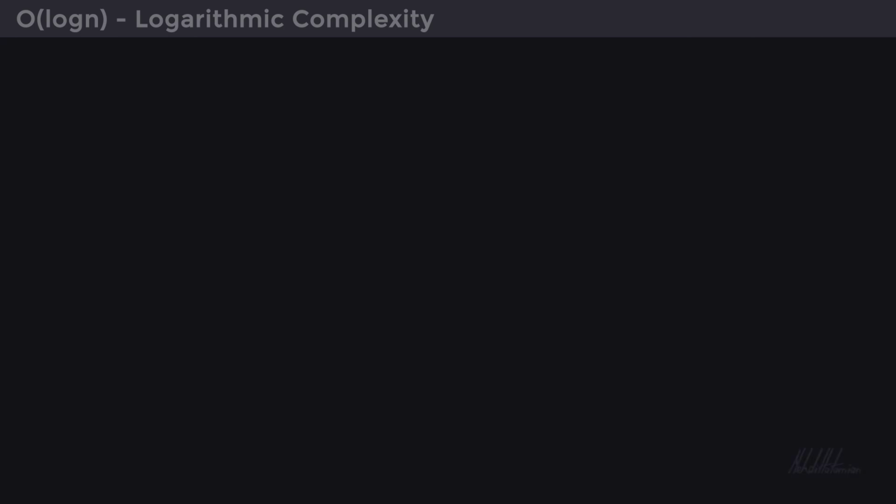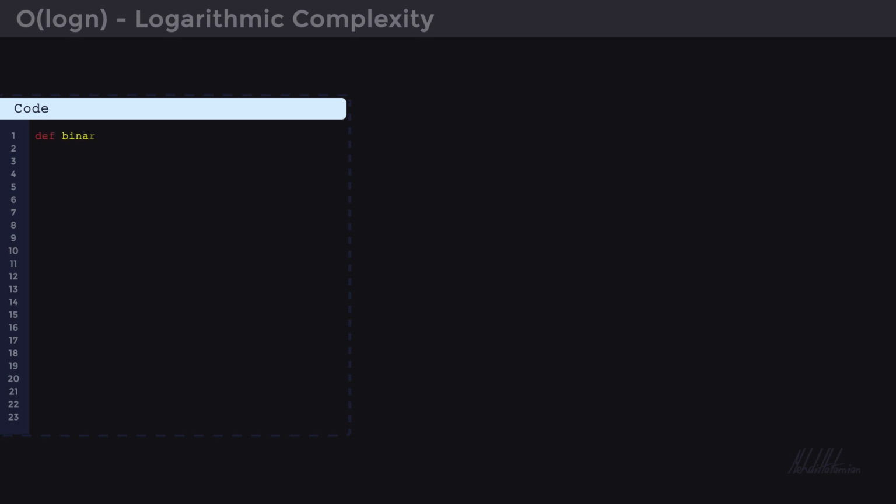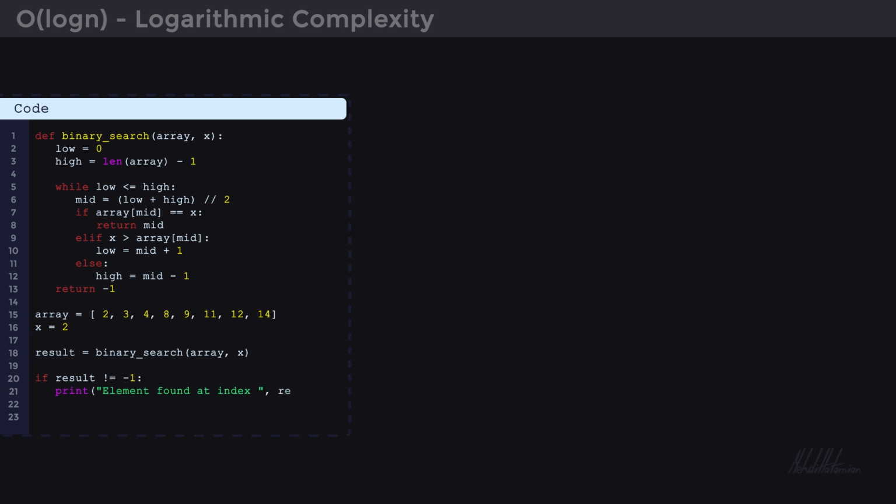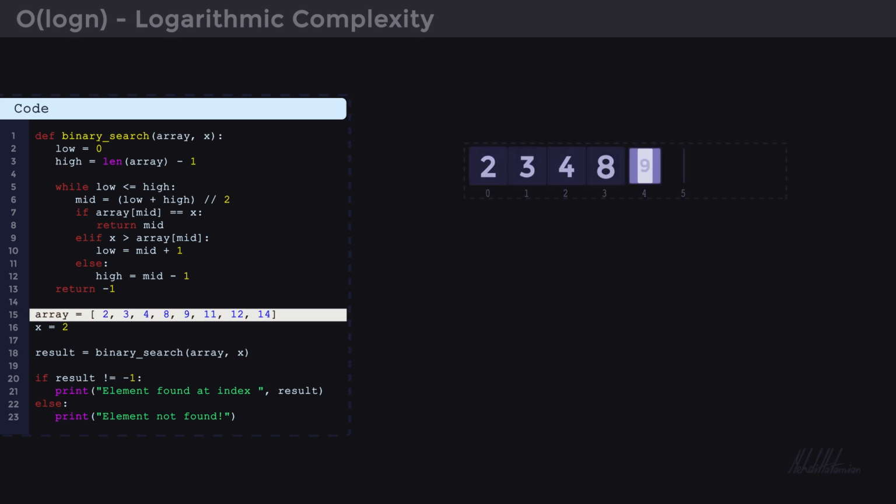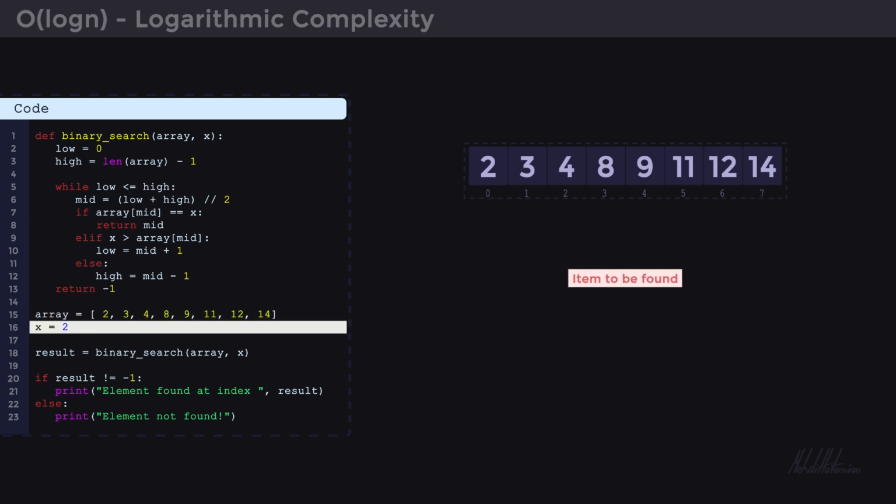Let's take the binary search algorithm as a classic real-world example of an algorithm with logarithmic time complexity. In binary search, we repeatedly divide the search space in half to find a specific target element within a sorted list. Let's walk through the steps. We have an array of 8 elements. The task is to find the element with the value of 2.